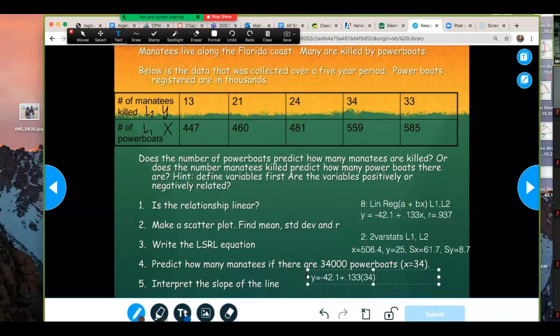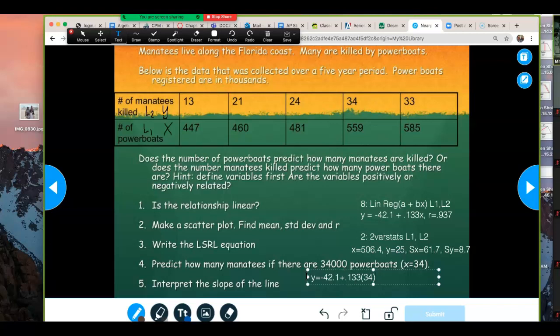And I'm going to end up with a negative number, I know. Negative 42.1 plus 0.133. So this is making a prediction from your equation of the line. Negative 37. Okay. If there's 34,000 powerboats, y is negative 37. If there's 0 powerboats, y is negative 42. Okay, negative 42 manatees killed.